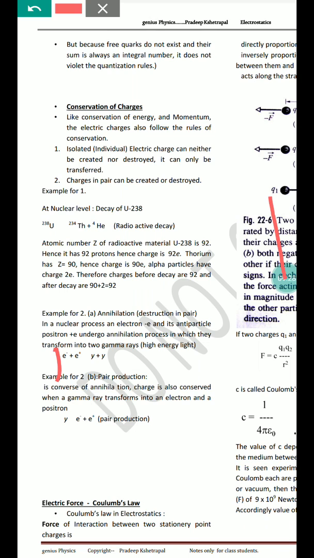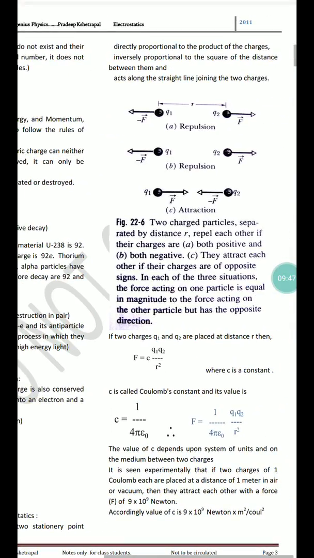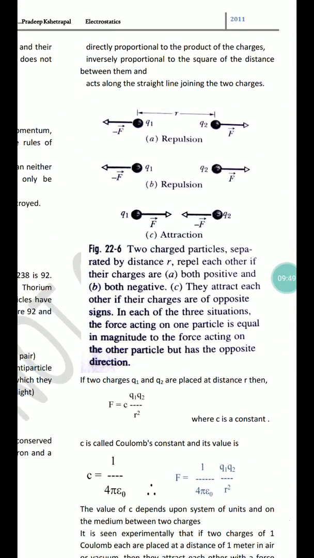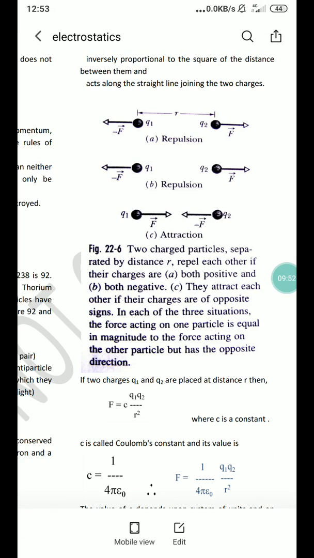And after that, we have Coulomb's law. Coulomb is the name of the scientist who gave the force between two stationary charged particles, so it is called Coulomb's law. It gives the force between two charged particles. This is the first charged particle Q1, and Q2 is another charged particle, and they both have distance r between them. They show repulsion, meaning one force is in this direction and another force is in this direction.